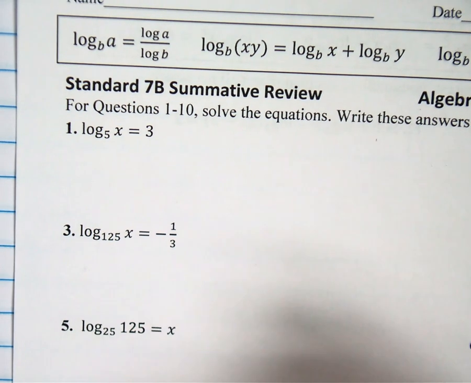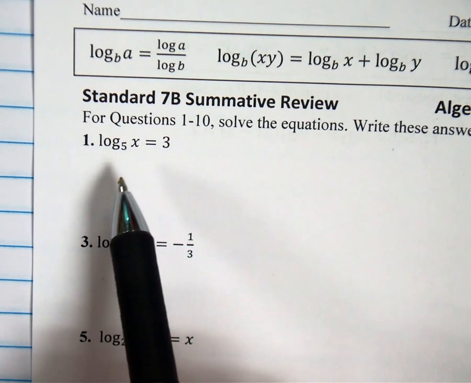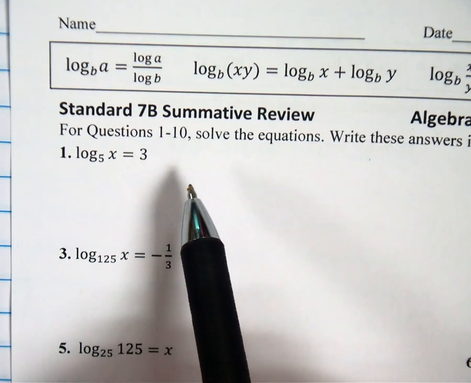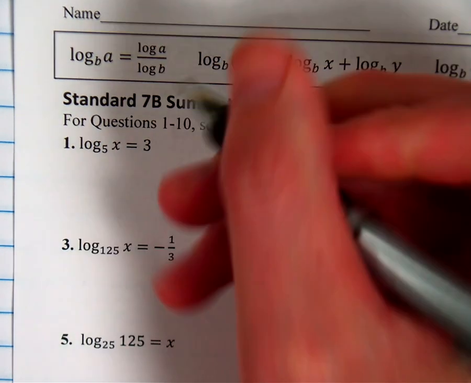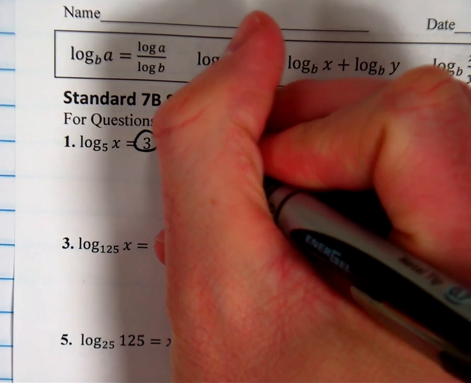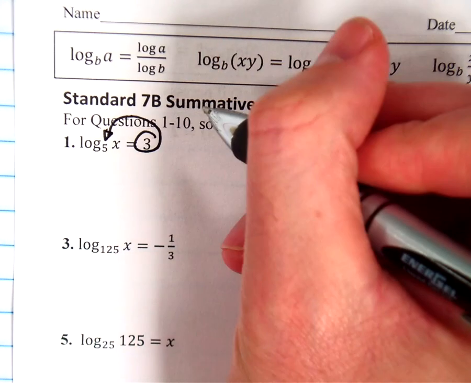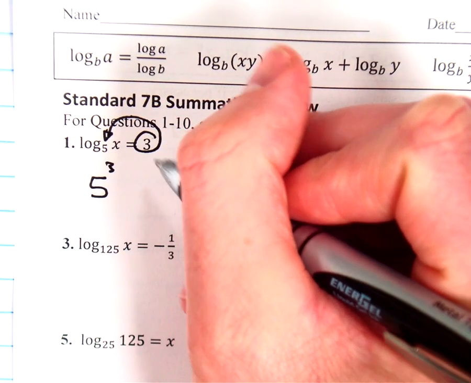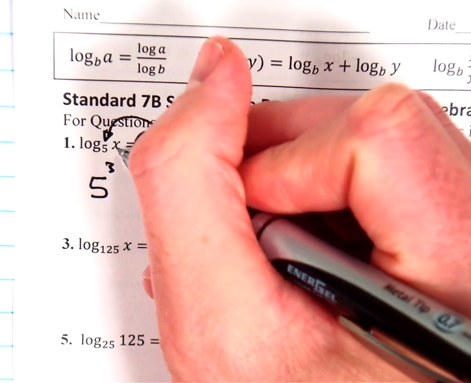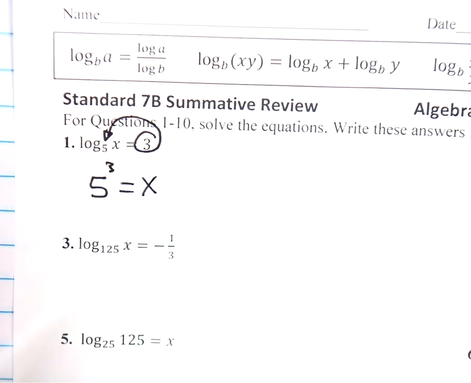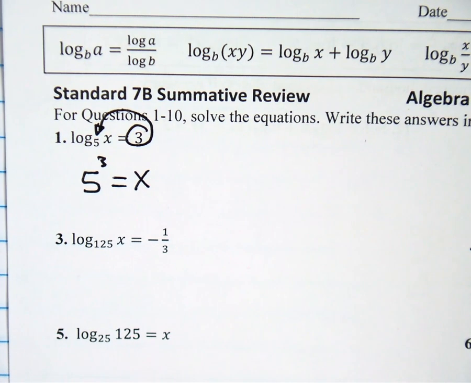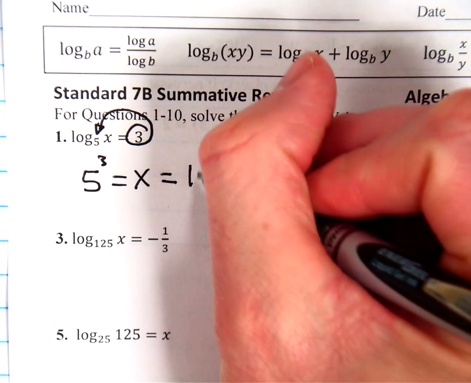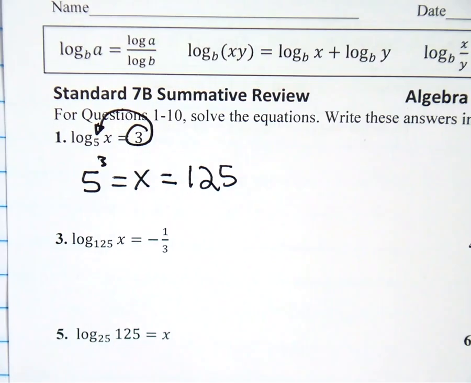Getting to start off with a pretty easy one, hopefully. Log base 5 of x equals 3. Remember that the answer to a log is an exponent. So this 3 is going on top of base 5. 5 to the third power, 3 is the power of 5. That gives me x. So we have 5 to the third power equals x. 125.